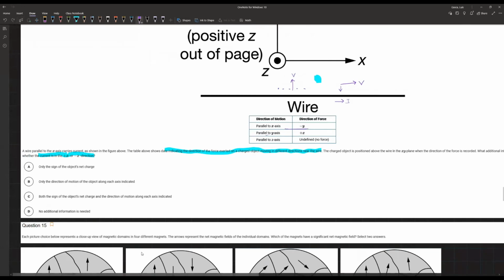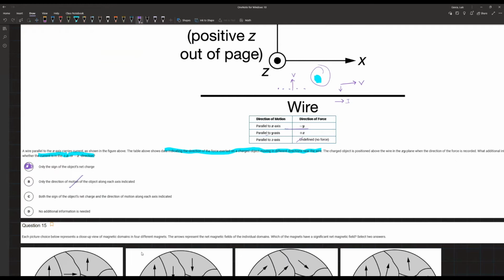Oh, okay. I see where they're going with this. Sorry. So if it moves in the z direction, then it's parallel to the magnetic field and there is no force. Okay, so that makes perfect sense. So what do we need to finally figure out the direction of the current? We need to find out if this guy is positive or negatively charged. So we only need the sign of the object's charge.